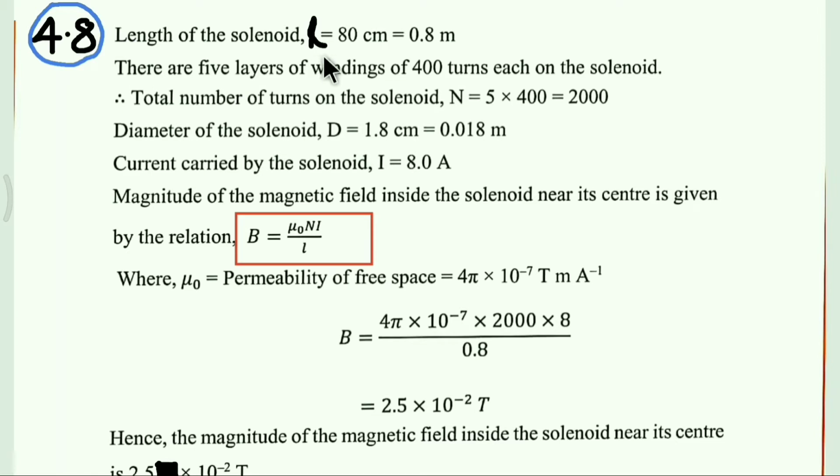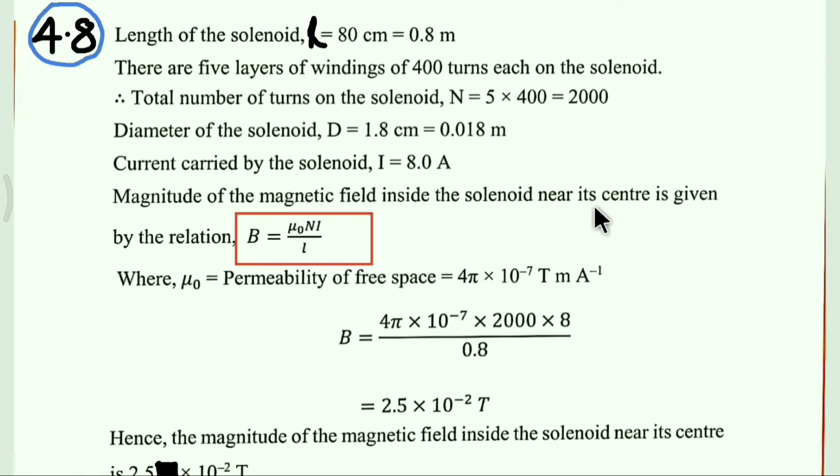Length of the solenoid L is equal to 80 cm, that is 0.8 meter converted to SI system. There are 5 layers of windings, 400 turns each, that is total 5 multiplied by 400. Capital N signifies total number of turns. Small n signifies the number of turns per unit length. Diameter of the solenoid capital D is equal to 1.8 cm converted to meter. Current carried by the solenoid I is equal to 8 ampere.